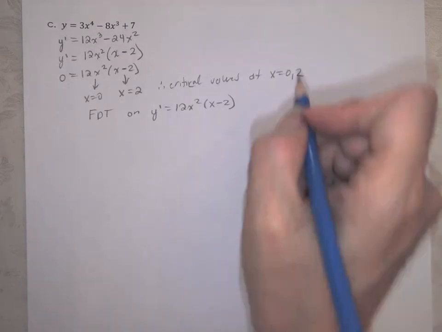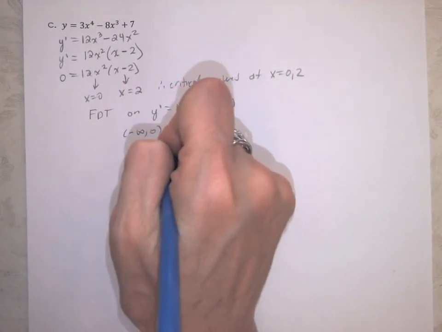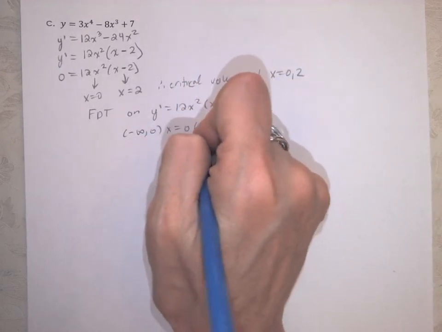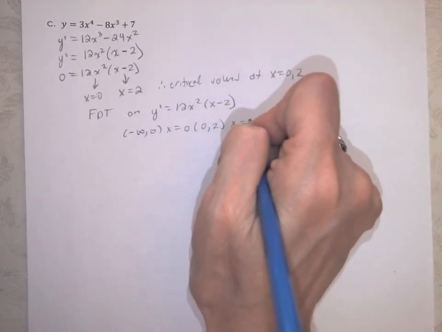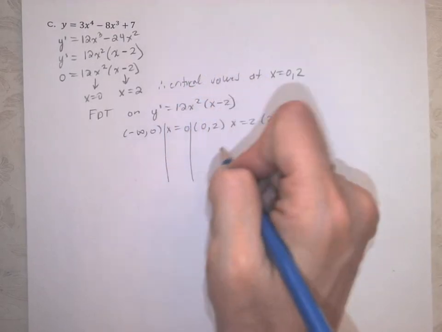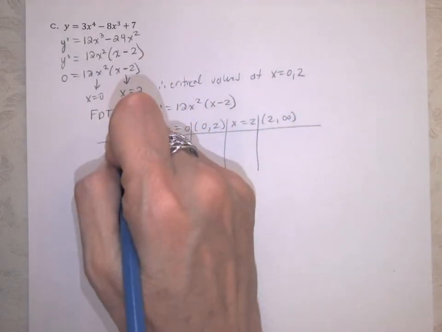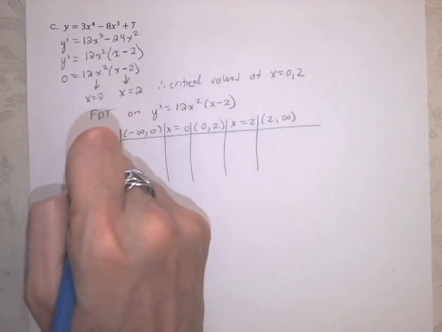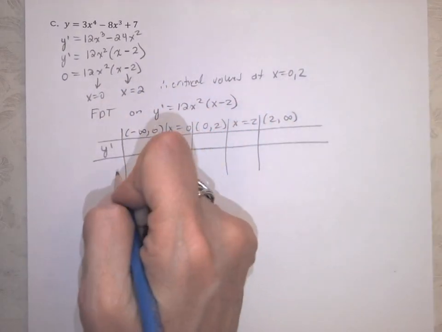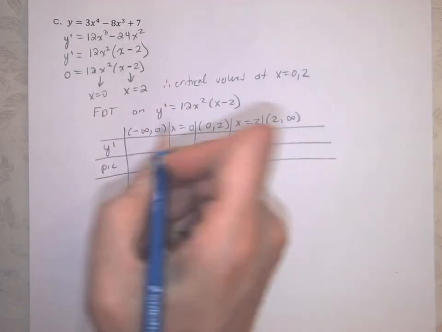And our intervals are going to be from negative infinity to 0, from 0 to 2, and from 2 to infinity. And we want to know the sign of y prime, draw a little picture, and then have a conclusion.